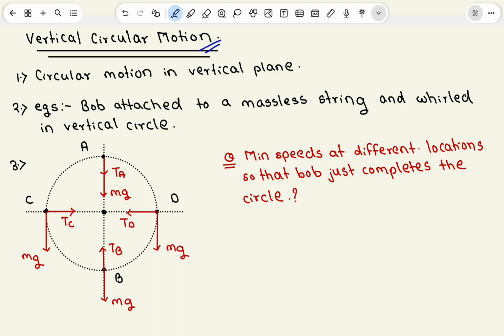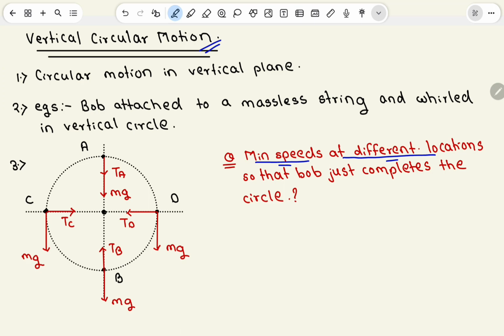Now, I have drawn a free body diagram of the stone which is attached to the string and moved in a vertical circle. On the left hand side of the page, you can see the free body diagram, and it shows all the forces acting at different positions during the vertical circular motion. In this motion, what they generally ask us is to derive the formula for minimum speeds at different locations.